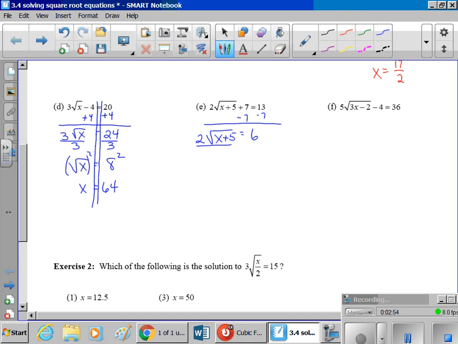Divide both sides by 2. And we get rad x plus 5 is equal to 3. And now square both sides. Square, square. X plus 5 is equal to 9. Minus 5 from both sides. And x is equal to 4.